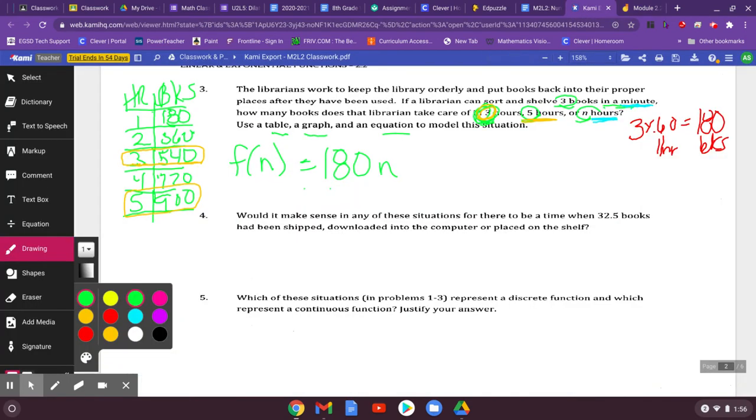Okay, back to our questions. No domain in this case. They didn't ask for a domain, so let's just answer question 4. Would it make sense in any of these situations for there to be a time when 32.5 books have been shipped, downloaded into the computer or placed on a shelf? So, can you ship half a book? Can you place half a book on a shelf? No. So only the download makes sense.